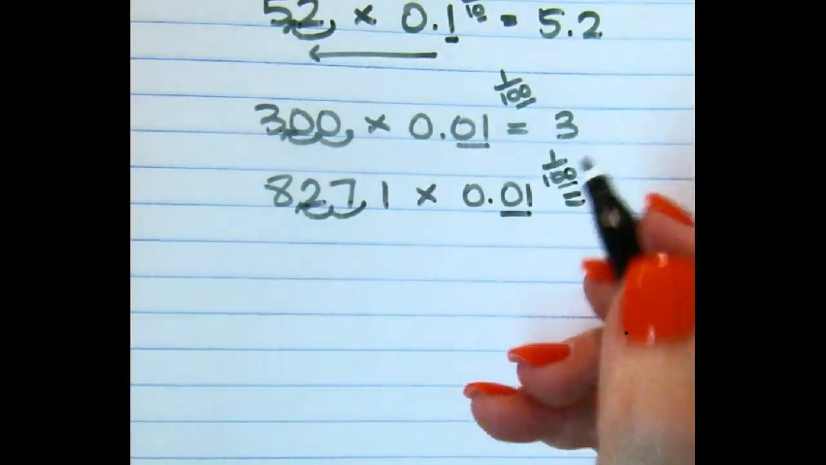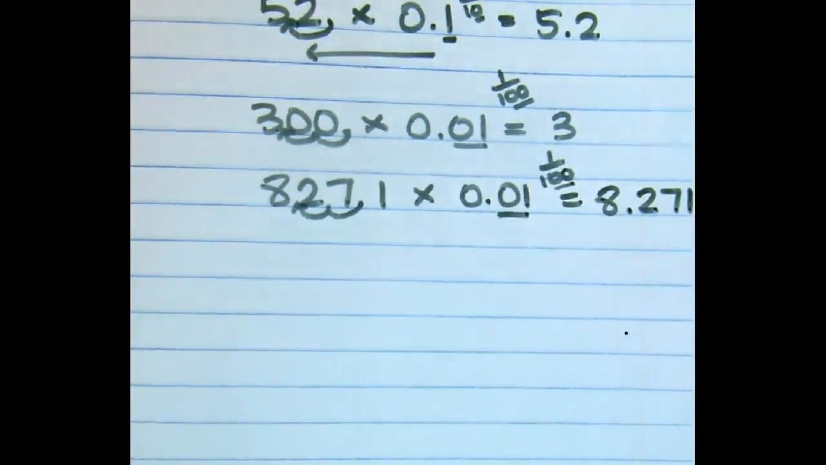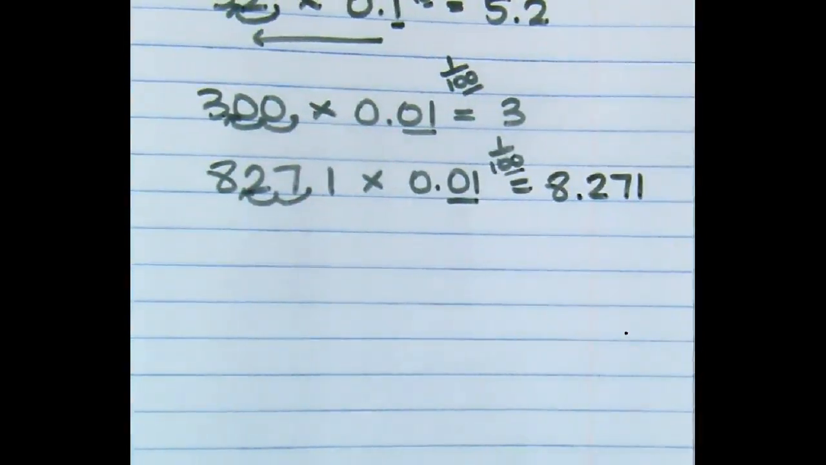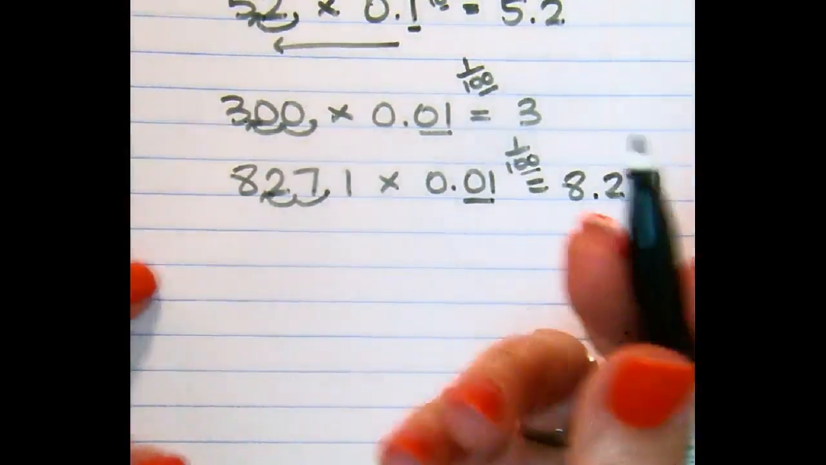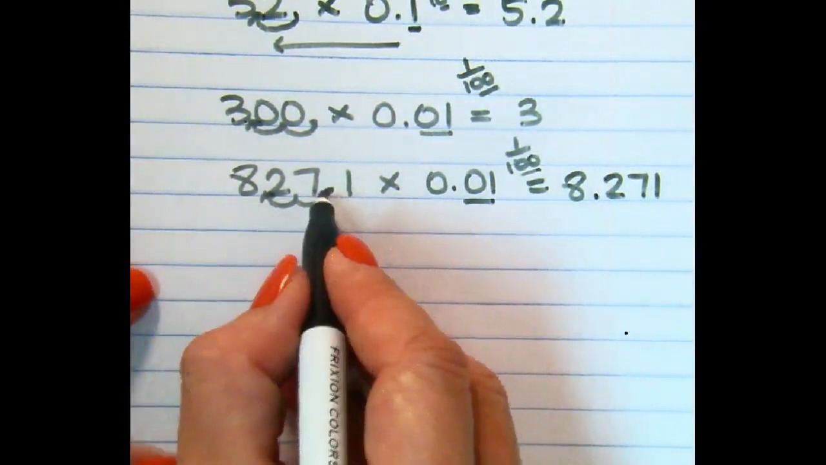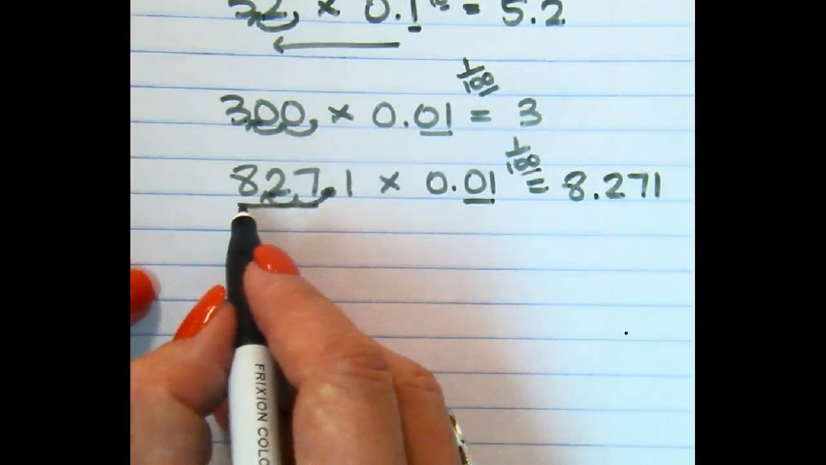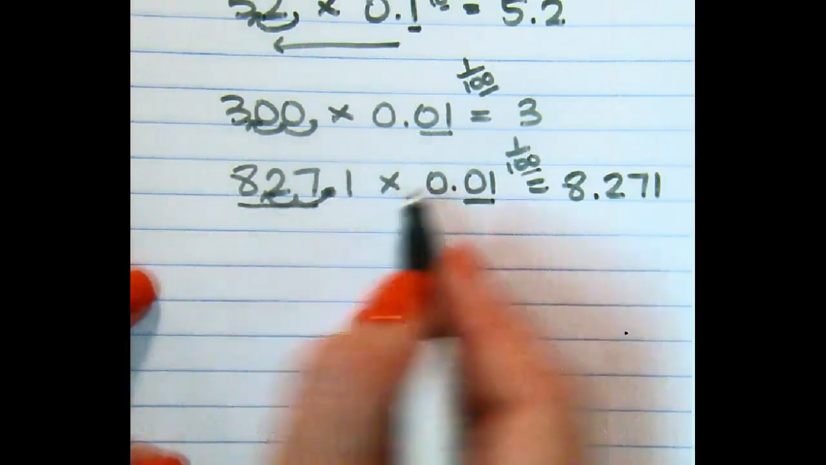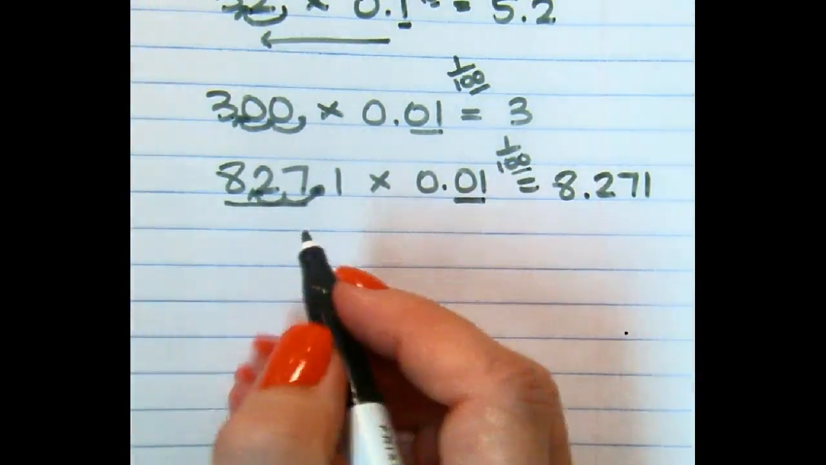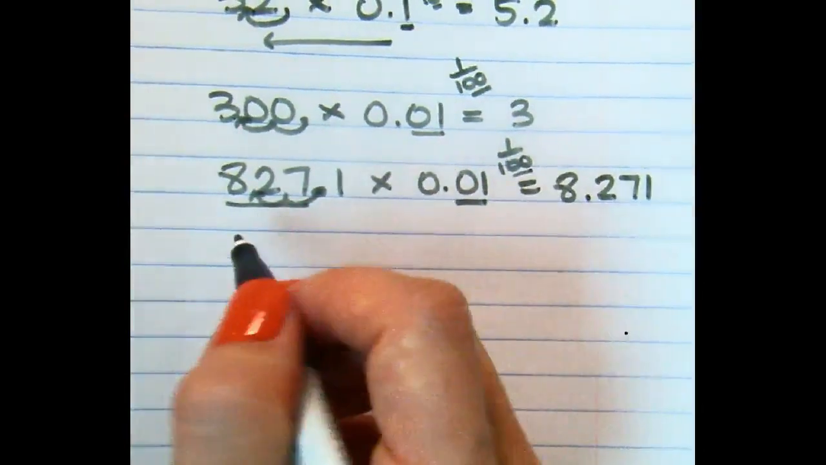So our new value will be, let's rewrite it, 8 and 271 thousandths. Okay, because let's think about this. If we started off with 827 and 1/10, if we rounded this to the nearest hundred, that would be 800, and 800 divided by 100 would be 8, wouldn't it? So that's all we're doing, is we're working with patterns, and we're moving our decimal to the right to increase or to the left to decrease.